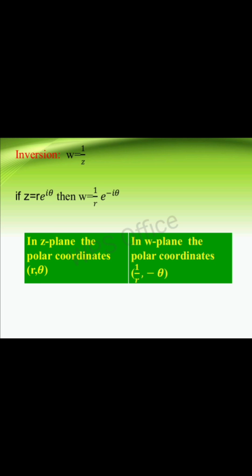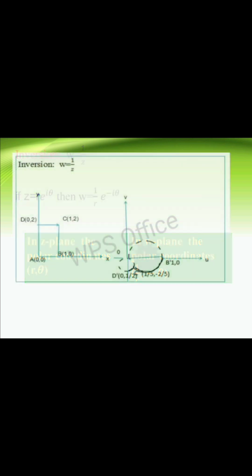Next, inversion. Inversion means w equal to 1 by z. Let z equal to r e power i theta. What is 1 by z? 1 by r into e power minus i theta. So in polar coordinates, the point r comma theta in the Z plane has the image point 1 by r comma minus theta in the W plane. Take A as 0, 0. The image A dash is 1 by 0 plus i 0. What is that? Infinity. So A dash is infinity.